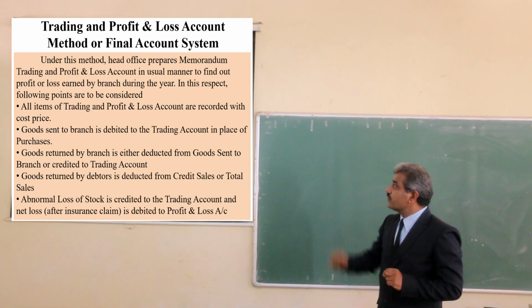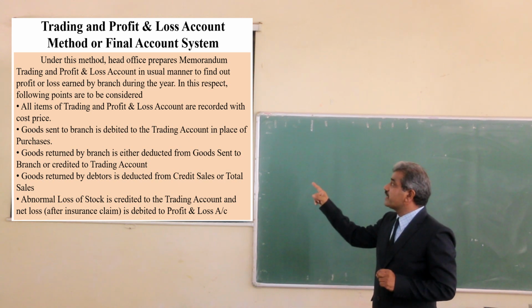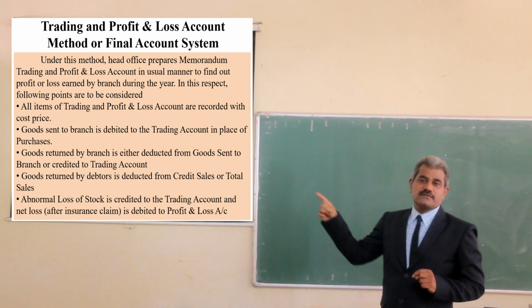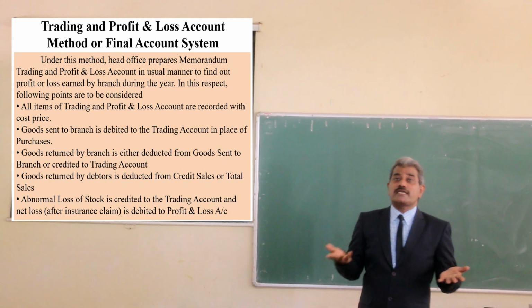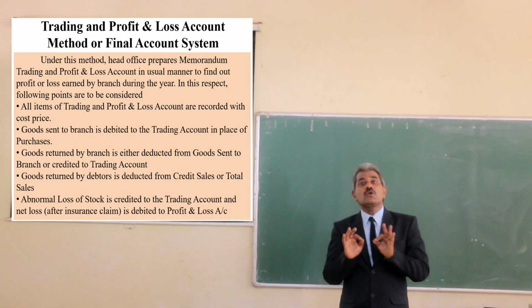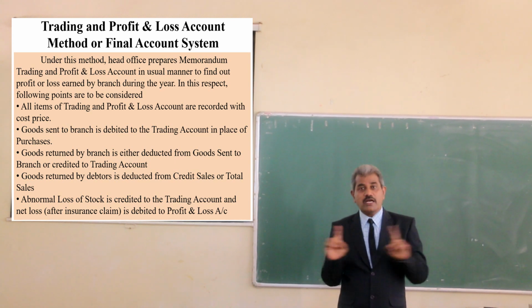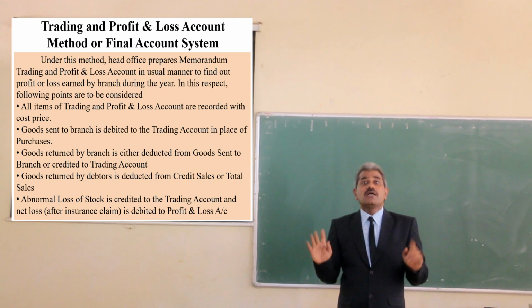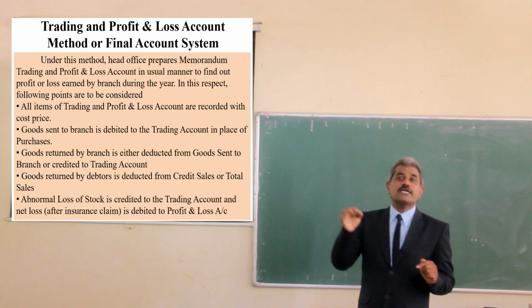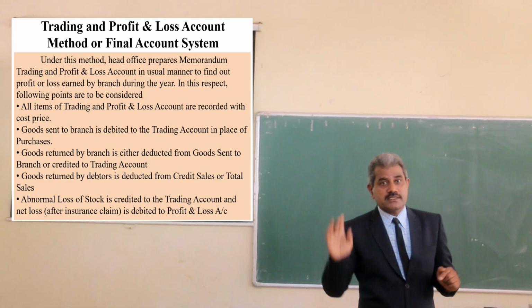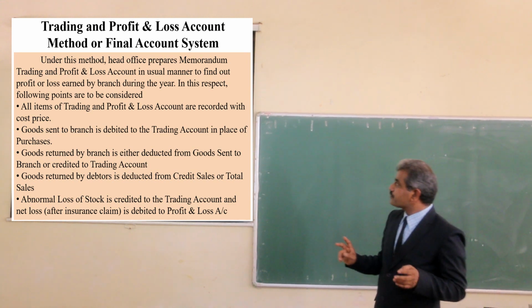Second, goods sent to the branch is debited to the trading account in place of purchases. There will be no purchasing because this is a dependent branch. This branch has no authority to purchase the goods. So there will be no item of purchases. The place will be taken by goods sent to branch. So goods sent to the branch will take the place of purchases. It should be debited.